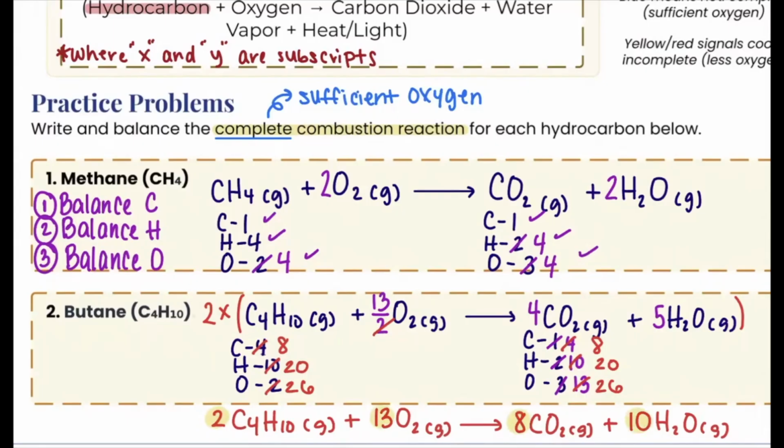Now I want to ask you a question. If you've ever worked with a flame in the lab or used a gas stove at home, you may have noticed that flames can be different colors. Sometimes blue, sometimes yellow or orange.